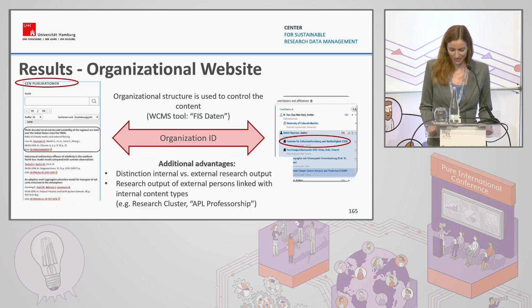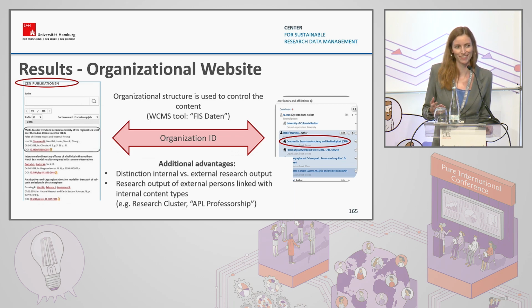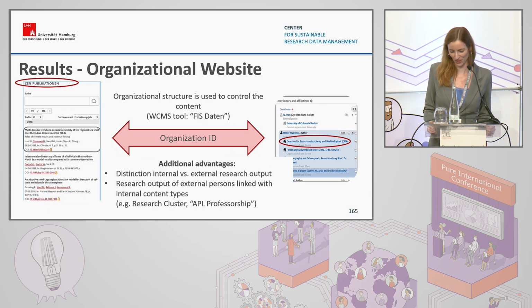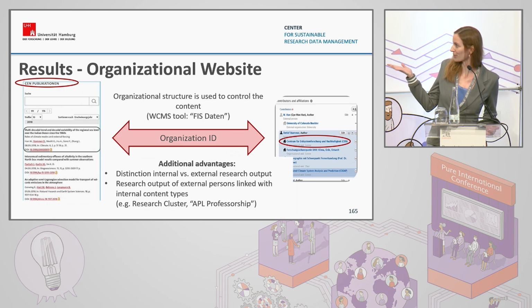The next advantage is that you also see research output of external persons linked with internal content types, which is very important for our university because we have 4 big research clusters. For example, those research clusters have some sub-projects with external PIs, but of course, they're doing some research for our university, so it's internal content. And from that point on, I hand over to my colleague, Steffen.